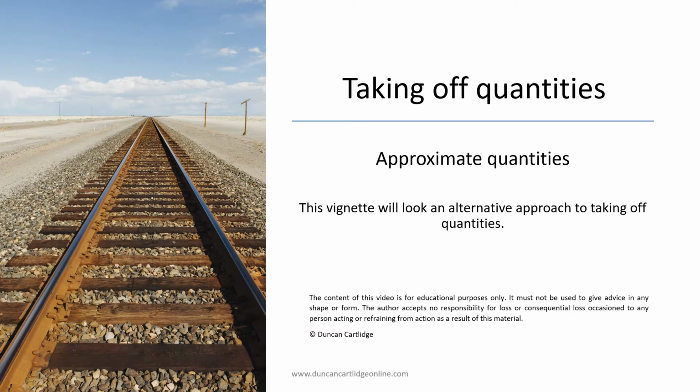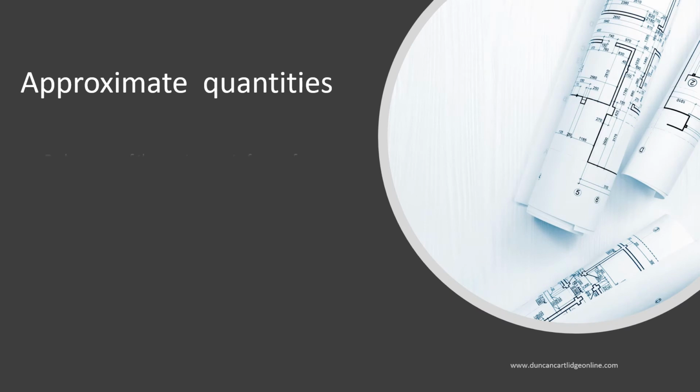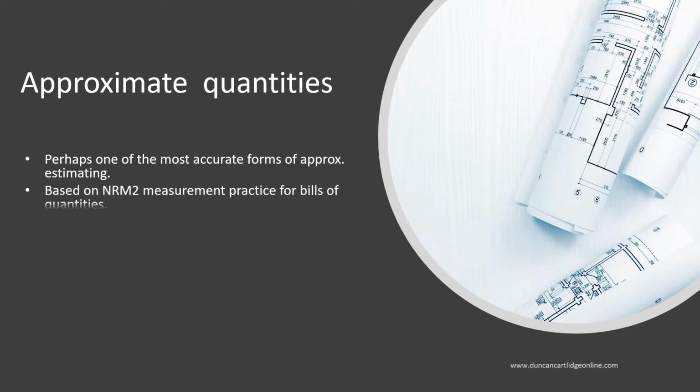This short presentation will look at some issues associated with taking off approximate quantities. Approximate quantities is probably the most accurate way to carry out an approximate estimate. It is loosely based on NRM2, but with some important qualifications, in that dimensions can be scaled off the drawings and small adjustments can be ignored.